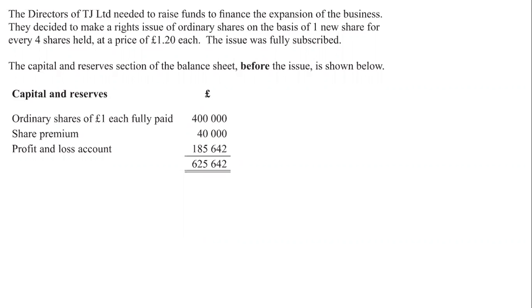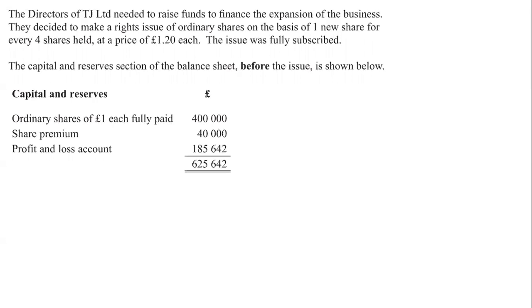So the directors of TJ Limited needed to raise some funds to finance the expansion of the business. They decided to make a rights issue of ordinary shares on the basis of one new share for every 4 shares held at a price of £1.20 each. The issue is fully subscribed. So that means all the current shareholders were given a new share for every 4 shares they had. So if they had 40 shares, they get 10 new shares.